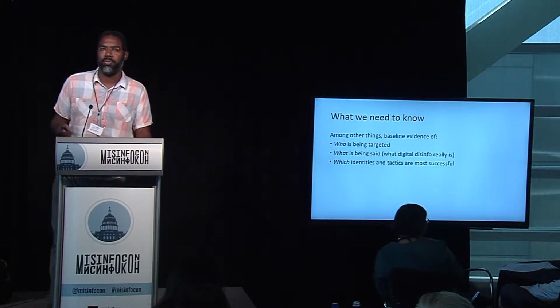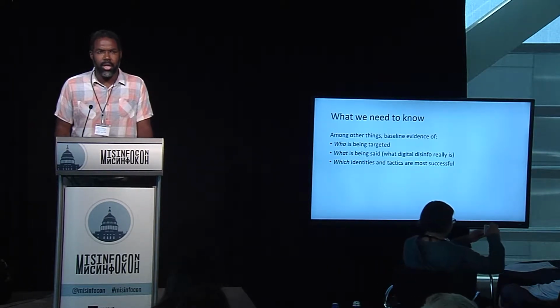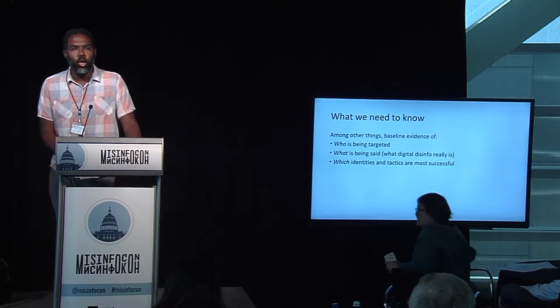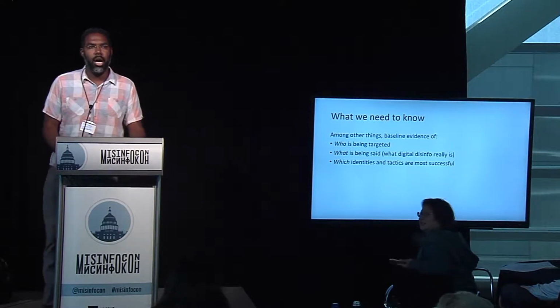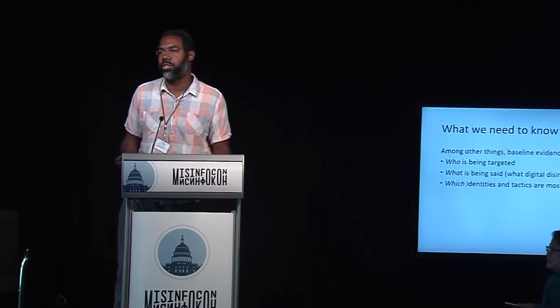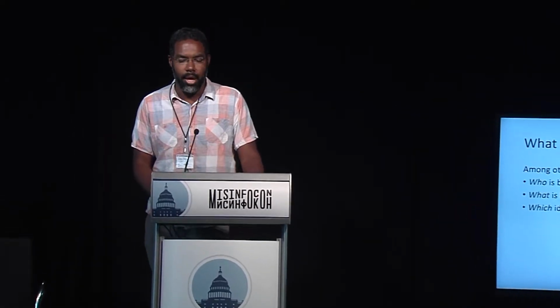All right, so in the study of disinformation, there are sort of three major questions, and I believe that the scholarly study of this is at very early stages. And so we have three questions that we really need to know at the beginning of any analysis of disinformation. Firstly, who is being targeted? Secondly, what's being said, which gets at the essence of what digital disinformation actually is, or disinformation more generally. And then thirdly, which identities and tactics are the most successful? The analysis I'll present will address the first two of those questions. I have a paper that's currently under review that will address all three, in case you're interested, so please watch for that.